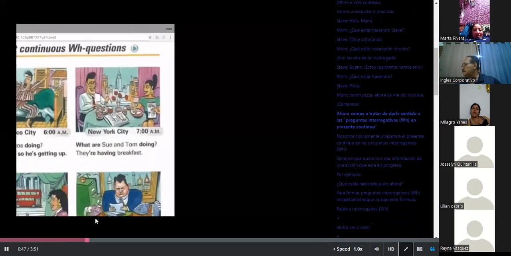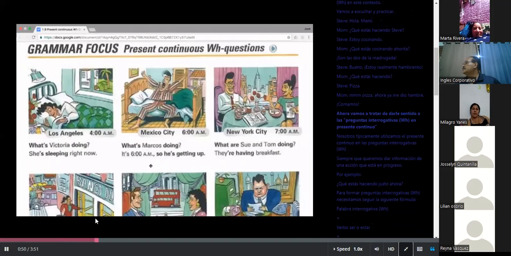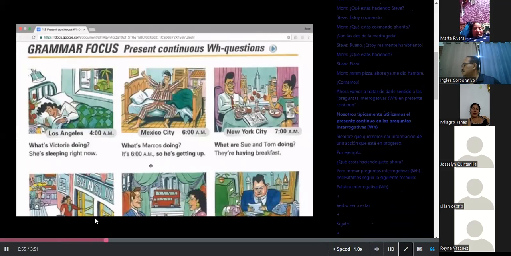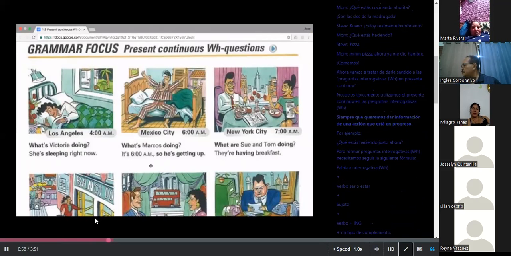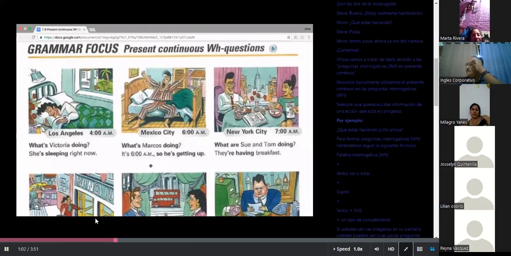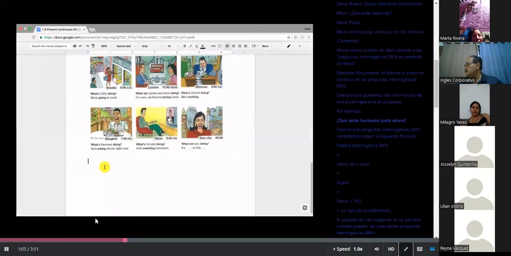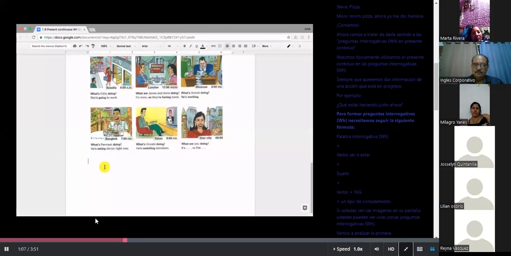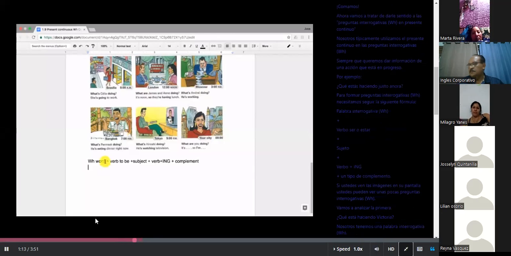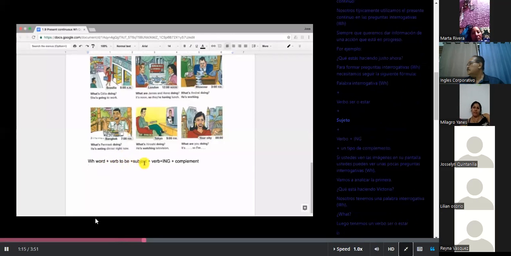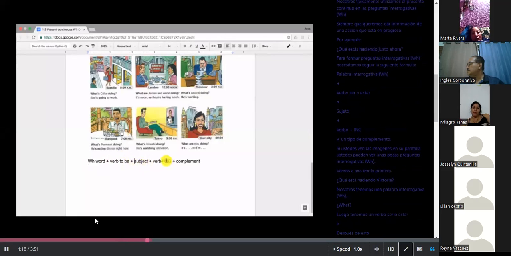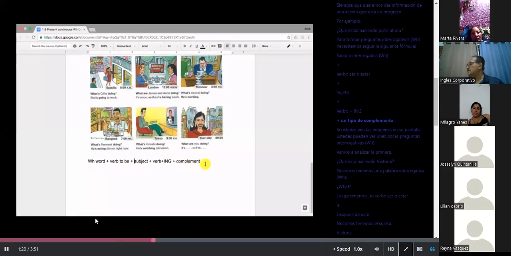Let's eat. Now, let's try to make sense of present continuous WH questions. We will typically use present continuous WH questions whenever we want to get information. For example, what are you doing? Right now. To form WH questions, we need to follow this formula: WH word plus verb to be plus subject plus verb plus ing plus some kind of complement.